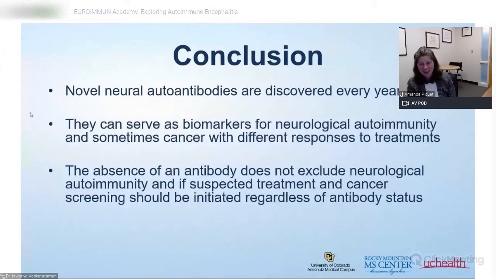So with that, I'd like to conclude and leave you with this information. Novel autoantibodies are being discovered every year. As you can see, the field has exploded. And these autoantibodies can serve as biomarkers for neurologic autoimmunity and sometimes cancer. And they have different responses to treatment. The absence of antibody does not always exclude neurologic autoimmunity. And if this is suspected, treatments and cancer screening should be initiated regardless of the antibody status.